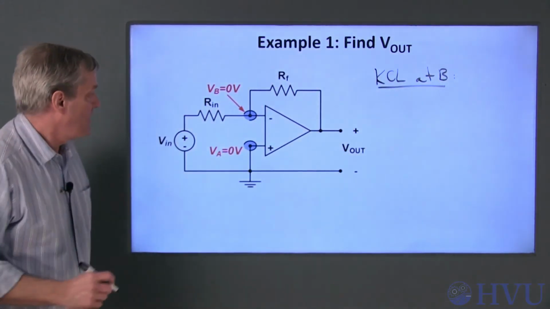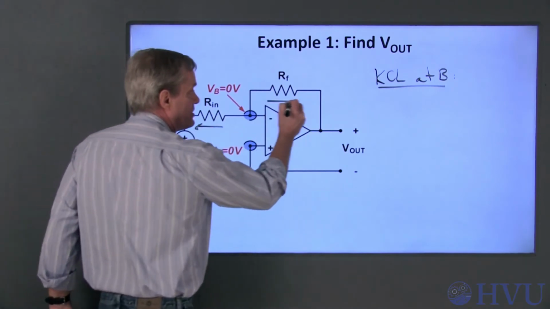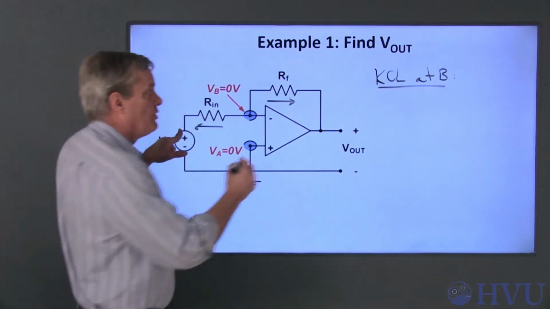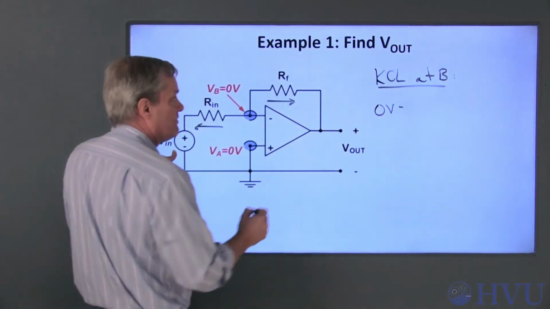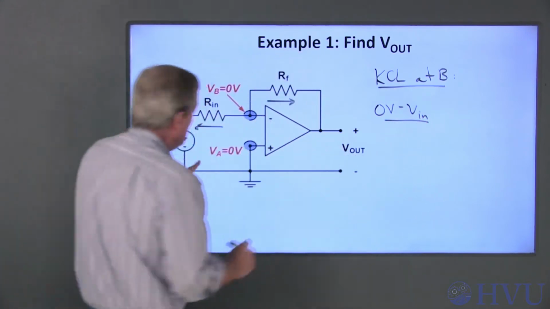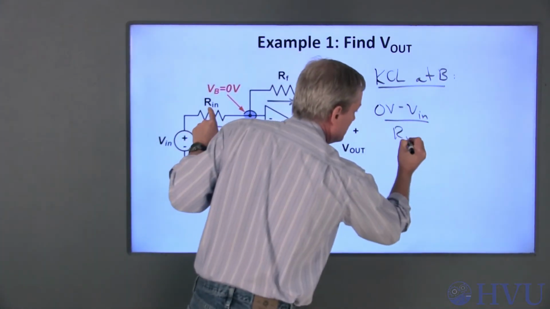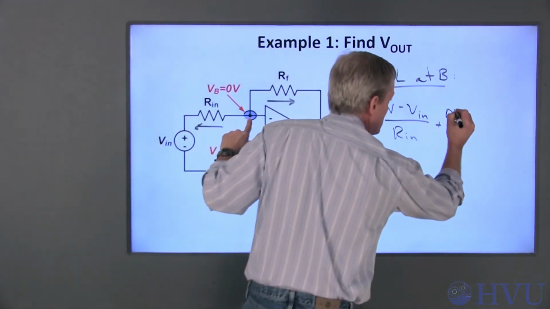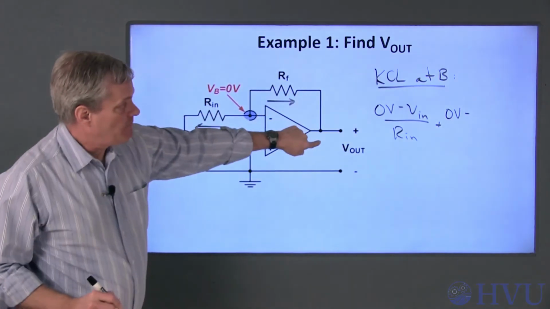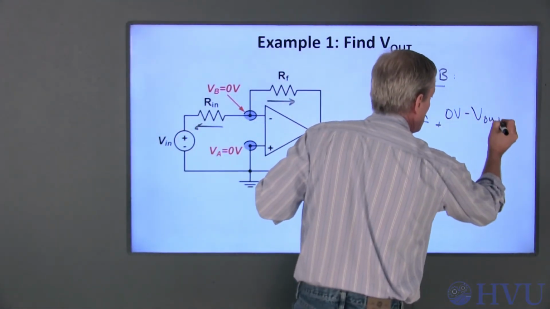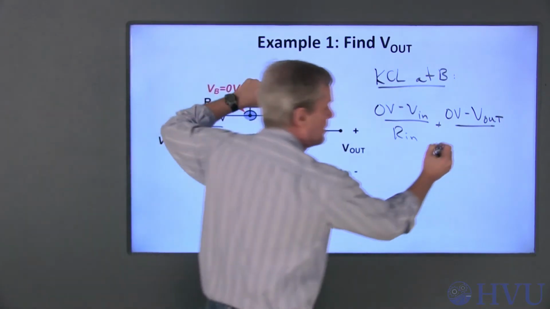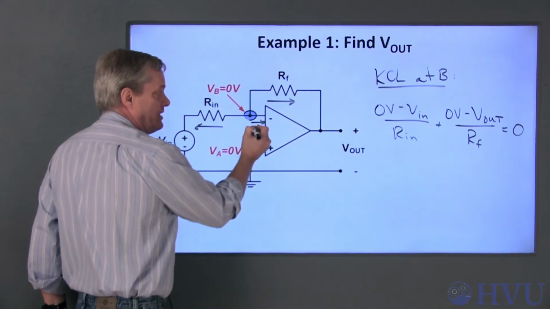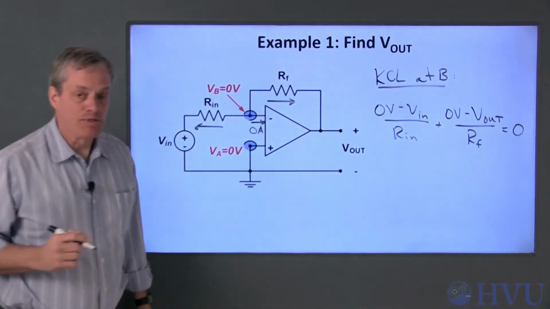So KCL at node B, assuming that all currents are leaving the node: this current is 0 volts minus V in over Rn, plus this current is 0 volts minus V out divided by this resistance, Rf, and that equals 0 because the current into the inverting terminal is 0 amps.